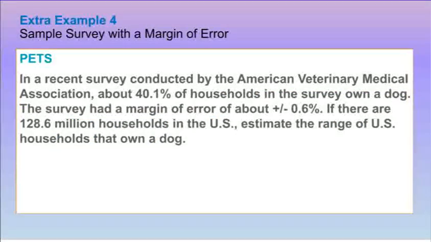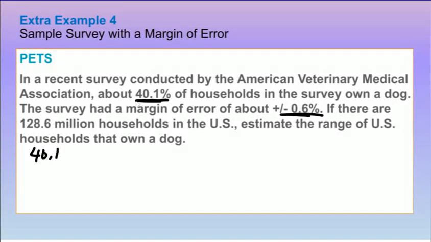Next, in a recent survey conducted by the American Veterinary Medical Association, about 40.1% of households in the survey own a dog. The survey had a margin of error of about plus or minus 0.6. If there are 128.6 million households in the U.S., estimate the range of U.S. households that own a dog. So for this one, it's very similar. It's just one step is a little bit different here. They're giving us the percent of households in there who own a dog, and they give us a percentage as your margin of error.